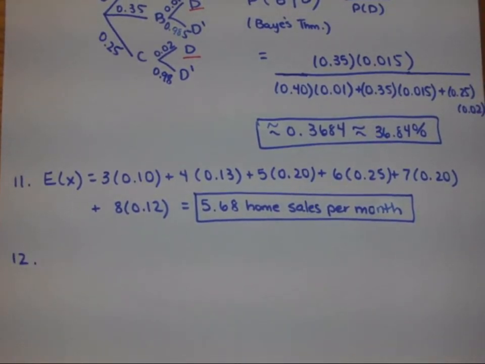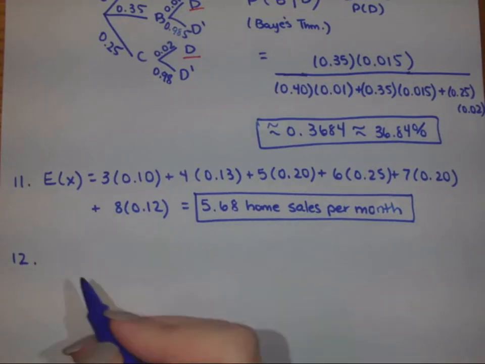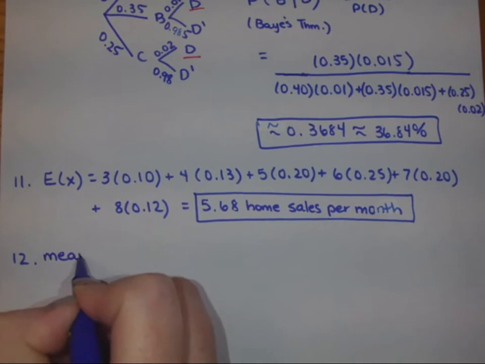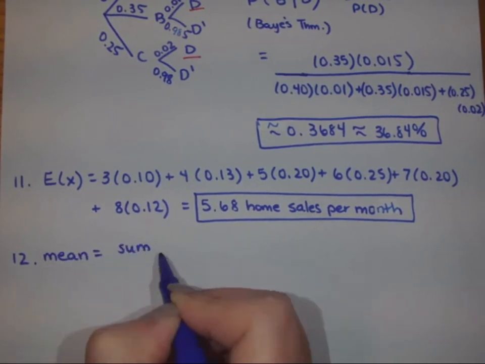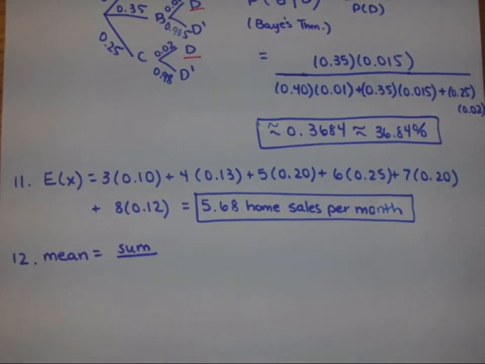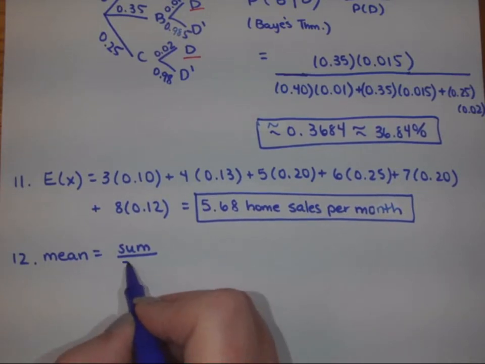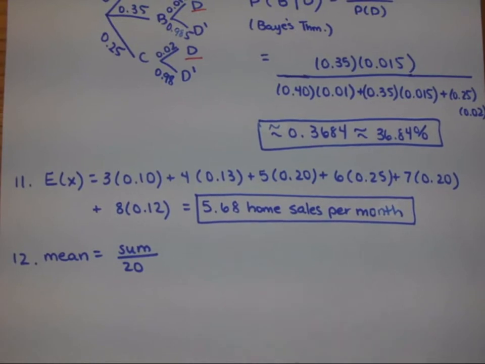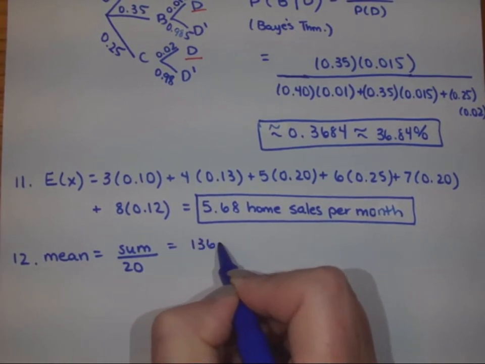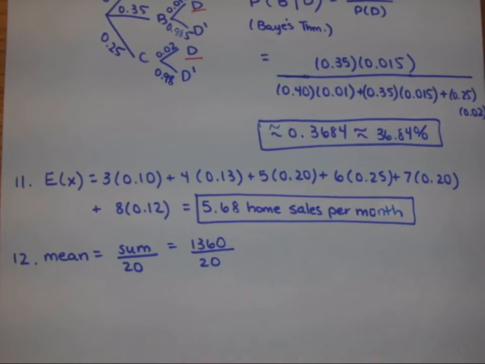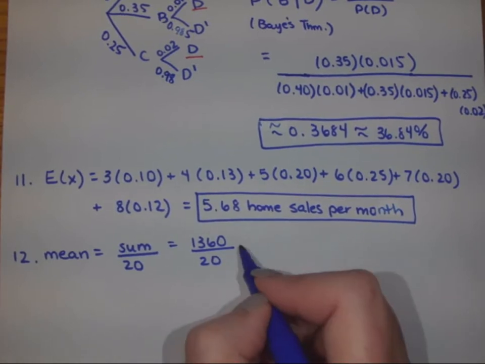You'll probably have a mean, median, and mode question on the test. I don't expect this to be too bad, so I'm just going to quickly run through it. Remember, mean is always the sum divided by how many values you have. So 1, 2, 3, 4, 5, 6, 7, 8, 9, 10, 11, 12, 13, 14, 15, 16, 17, 18, 19, 20 values. If you add all of those up, I'm not going to do that for you, but I already did it ahead of time. It's 1360 divided by 20, you get 68.